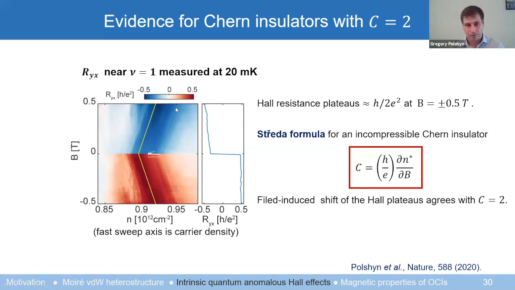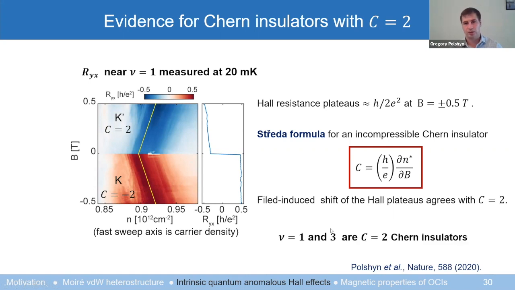And there are also, if one looks closer, a number of fine features which have this slope. So even though we don't observe perfect quantization at zero field, we can conclude that these states are indeed Chern 2 insulators. And it's basically here at positive field, it's Chern 2, at negative field, it's Chern -2, and the opposite value polarization. Okay, so we conclude that these are Chern 2 insulating states.